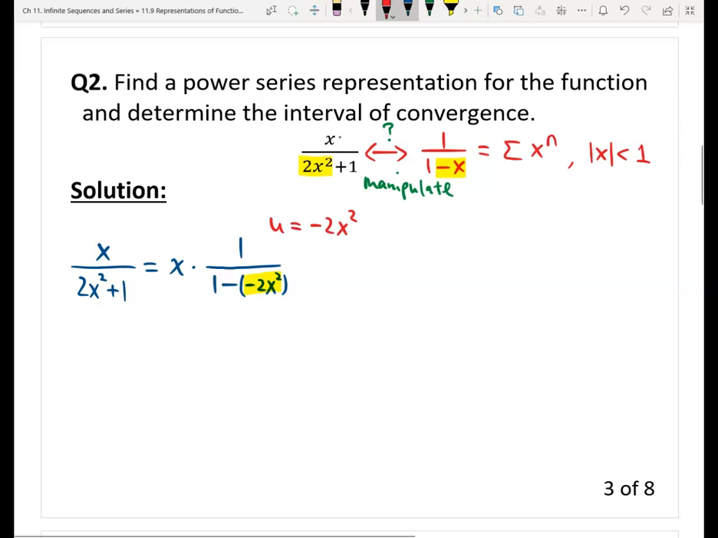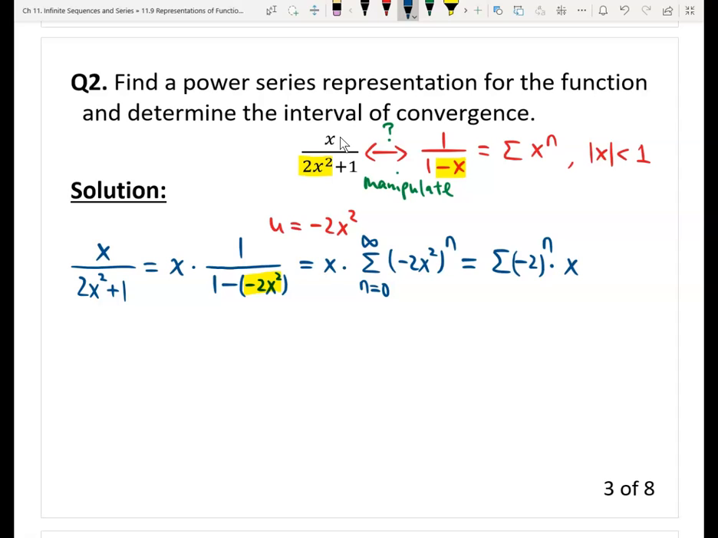So this time we can definitely expand into a power series. This should be negative 2x squared, in parentheses, to the nth power, with the index n starting from 0 to infinity. And then we change it a little to get a form. So sigma of negative 2, the coefficient, raised to the nth power, and then times x. x squared raised to the nth power is a power, so we have 2n.